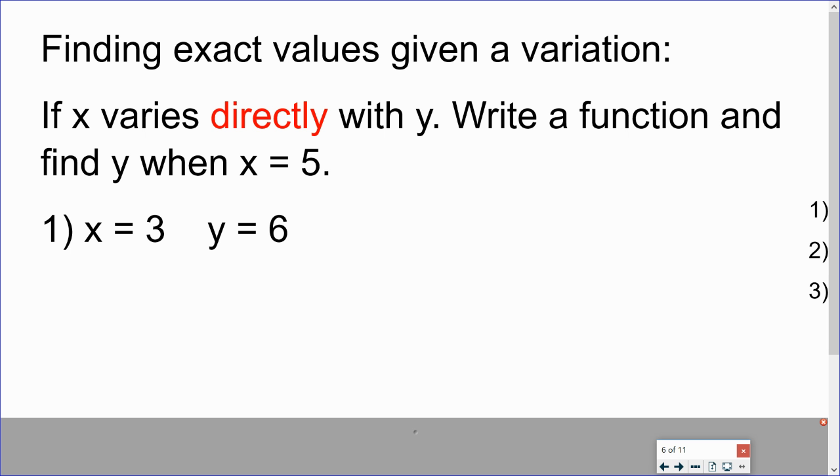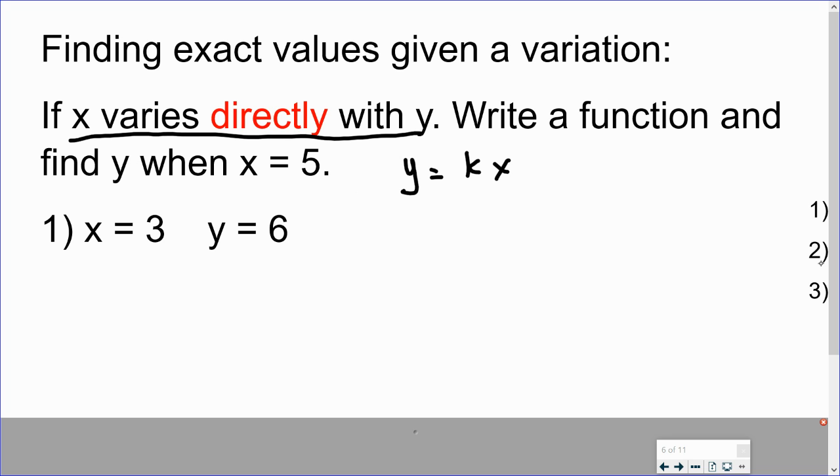All right, now to do this, finding the exact value. If x varies directly with y, then y is equal to k times x. Now this is important that we remember and read this carefully. Write a function to figure out what y is when x is 5.